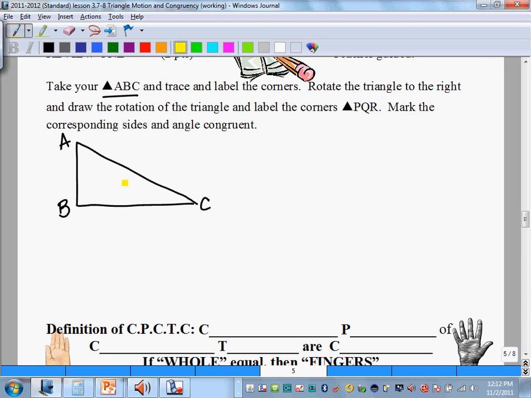Now we're going to take that right triangle and rotate it 180. Just turn it 180 and it's going to look like this. Now when you turn it, you're going to label it PQR. Using your three colors, I want you to notice something. Get one of your three colors. After you draw that second triangle, get a color.